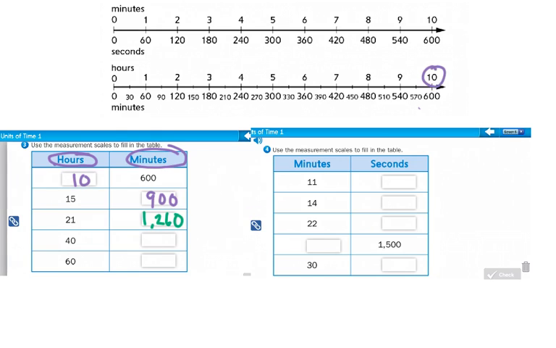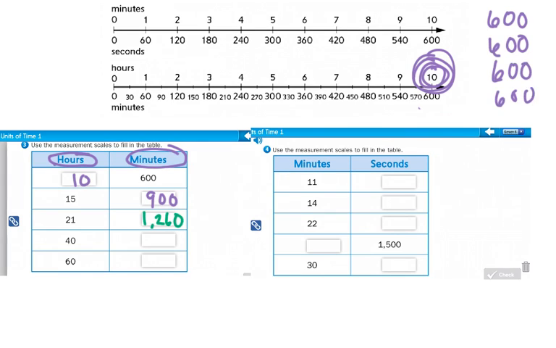40, well, would be 10, 20, 30, 40, 4 times. 1, 2, 3, 4. Each of the 10 hours is represented by 600 minutes. Add those all up. 6 plus 6 is 12, plus 6 is 18, plus 6 is 24. 2,400.